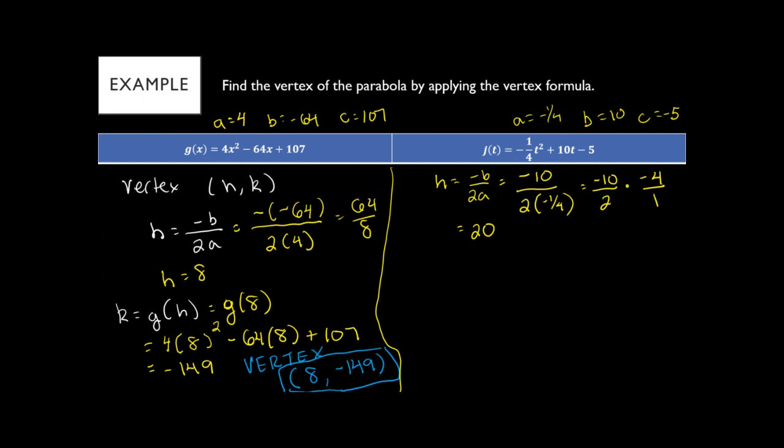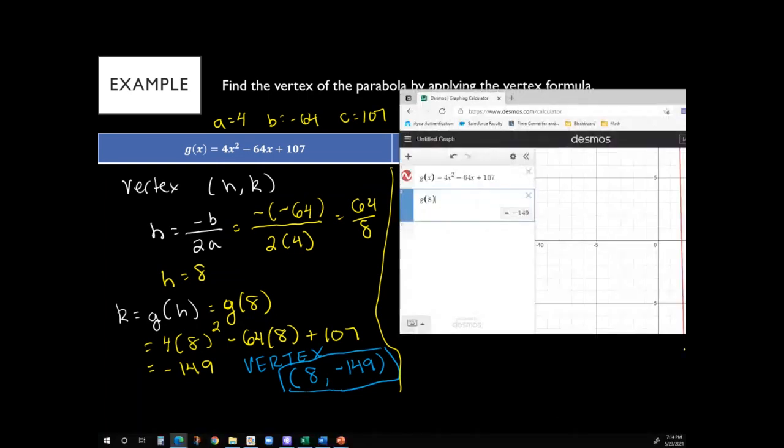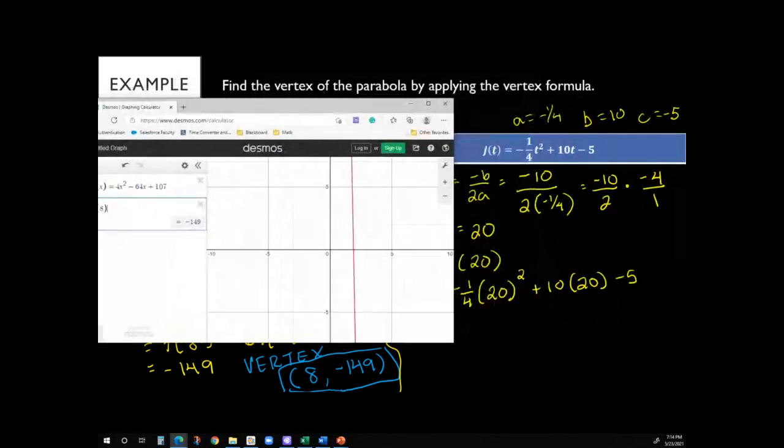And then we want to plug that value in to find k. So k is going to be f of 20 in this case. So you're plugging 20 in for t. So you want to make sure when you're writing this that you are correctly plugging in the number. So everywhere I see t, I'm going to put 20. But let's just use Desmos to do this calculation for us, because it will just make your life a lot easier.